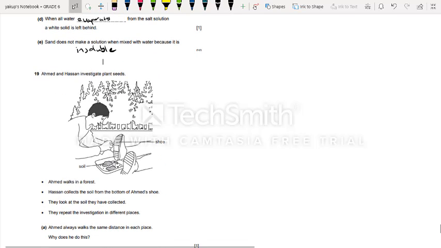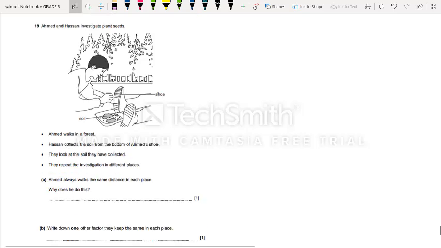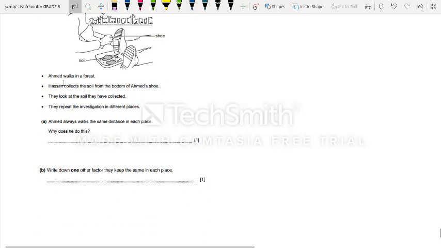Ahmed and Hassan investigate plant seeds. Ahmed walks in a forest. Hassan collects the soil from the bottom of Ahmed's shoe. They look at the soil they have collected. They repeat the investigation in different places. Ahmed always walks the same distance in each place. Why does he do this?